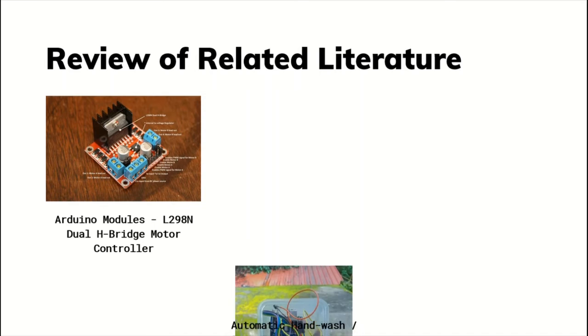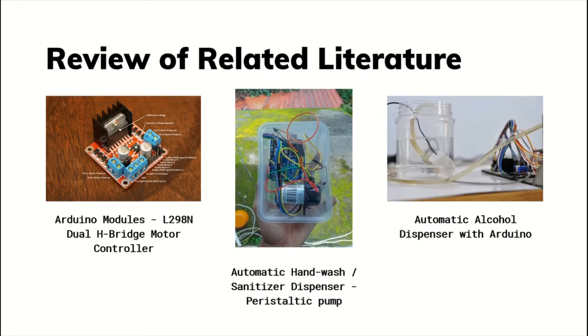To build this automatic alcohol dispenser, I searched for related projects and demonstration to make this automatic alcohol dispenser work. Arduino modules L298N dual H-bridge motor controller was used to get familiarized the functions of the motor controller for controlling the submersible water pump. Next is the automatic hand wash sanitizer dispenser peristaltic pump was used to run the submersible water pump using the codes reviewed from this demonstration.